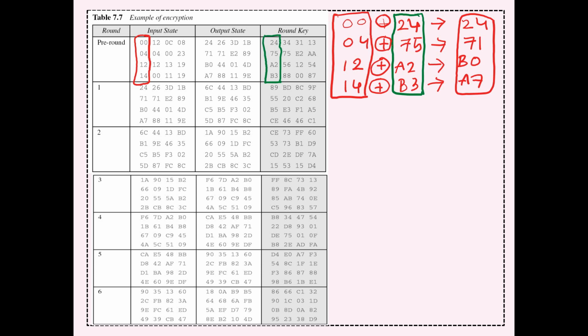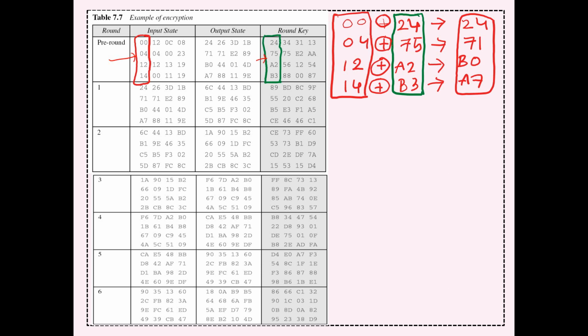Now, if you observe, this is what the input side is. This is my input state, the plain text initial state, and this is my initial round key. In the pre-transformation, I told you that it's basically an XORing operation. So each of these columns is just getting XORed with each individual column.